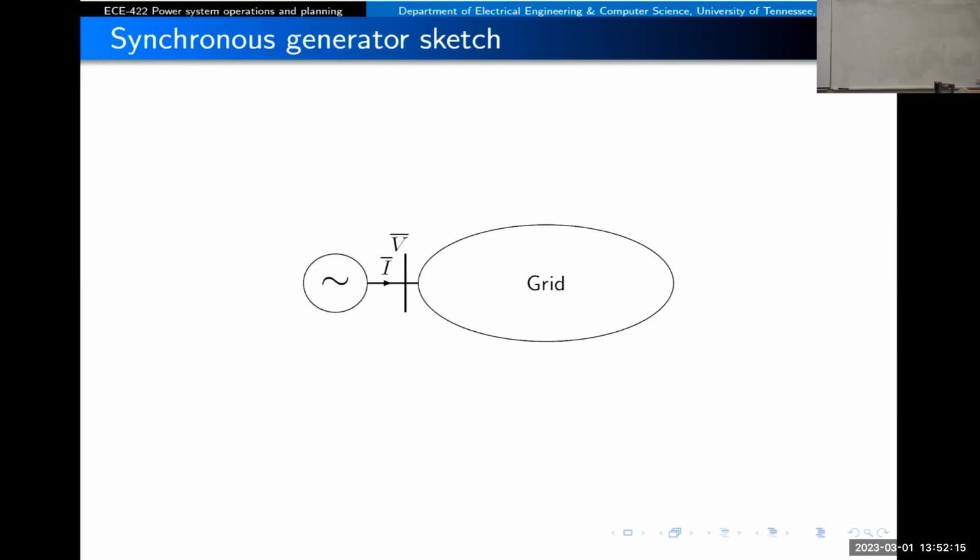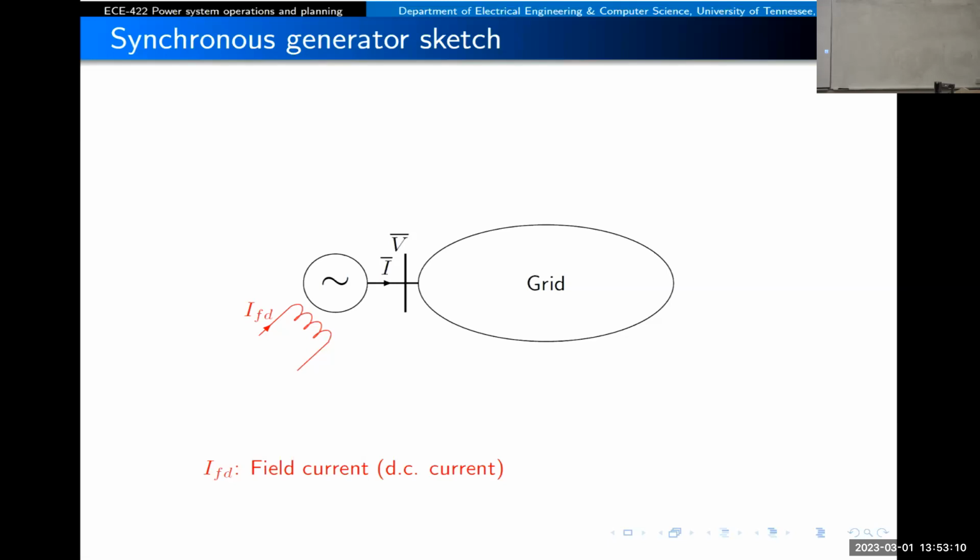So the relationship here is that this generator will inject a current and a voltage will appear at that point of interconnection with the grid. But the generator will have other components. One of the attractive characteristics of generators is that they can provide a source of reactive power. Through that control of the reactive power, then they can control the voltage at the terminal of the generator. And how are we going to do this? We're going to do this by controlling the current that goes through the field winding at the rotor. We are going to call this the field current.